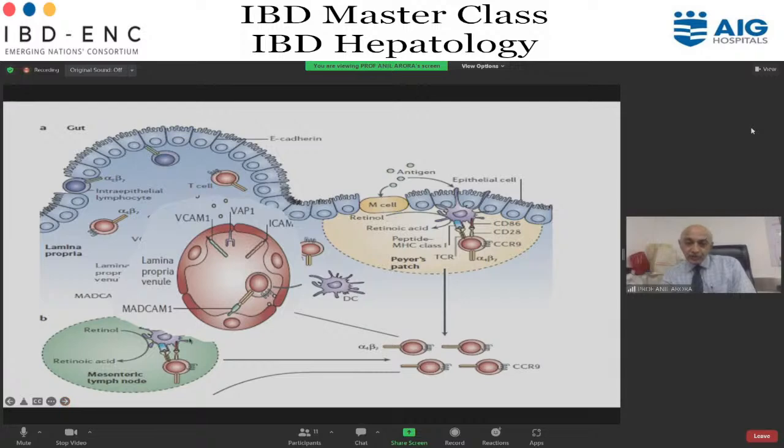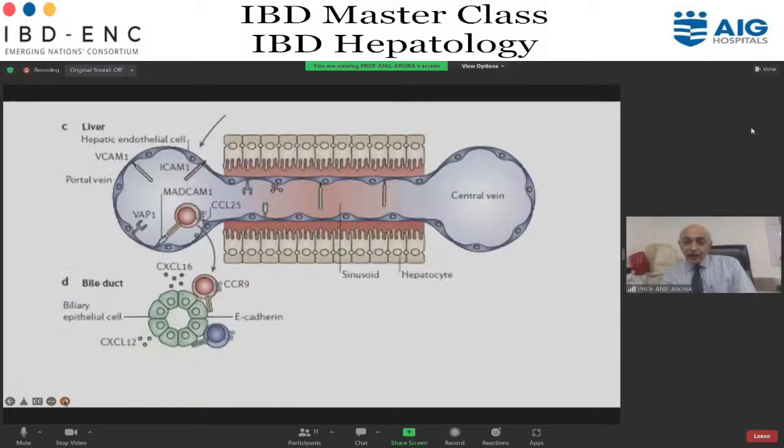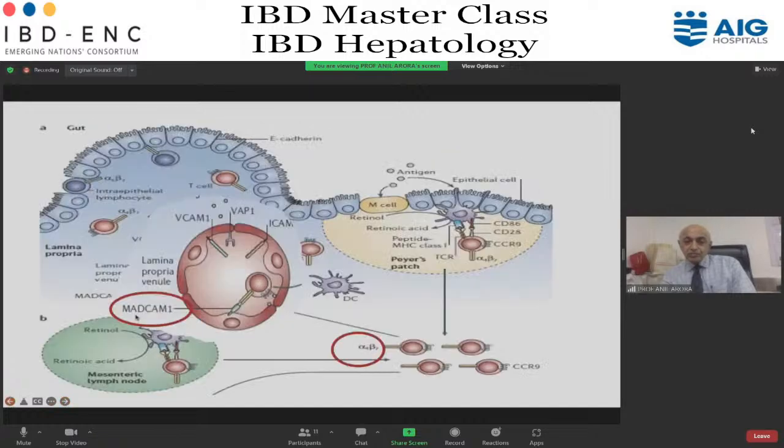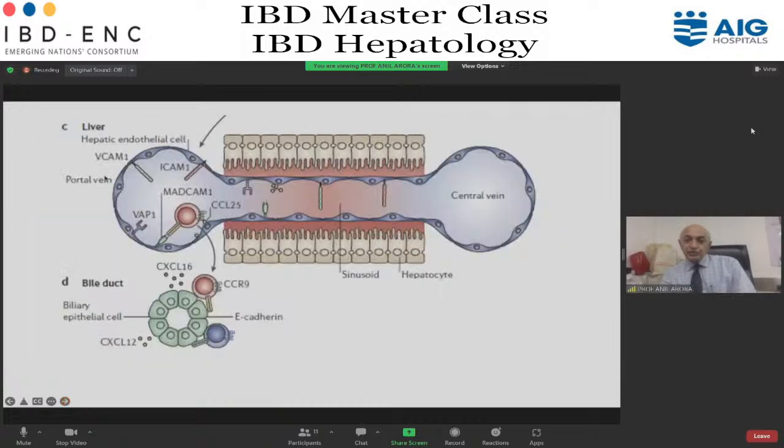So overexpression of MADCAM, which is an adhesive molecule in the vascular endothelium, and the T cell receptors alpha 4 and beta 7 lead to homing of the cells to the gut mucosa. And from there, these cells migrate into the mucosa and hence give initial protection till the disease becomes advanced and the gut barrier mucosa is overwhelmed. The same thing is happening in the portal vein as well as in the sinusoidal area.